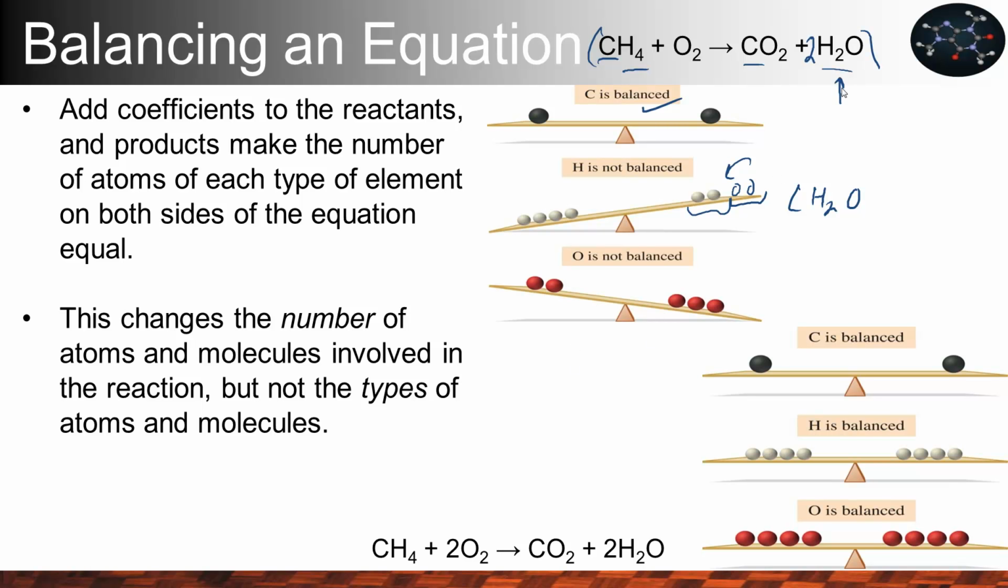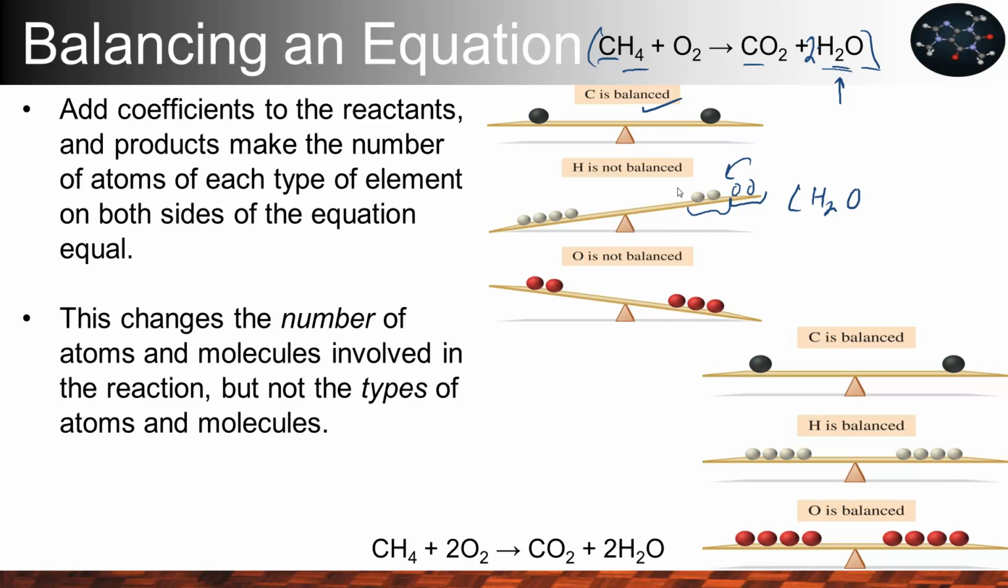Now water is the compound made. It has the physical and chemical properties of water. That's what it is. We can't change or play around with the subscripts because that would change the chemical identity of that species. The coefficient number in front only says that we have 2 of those waters.